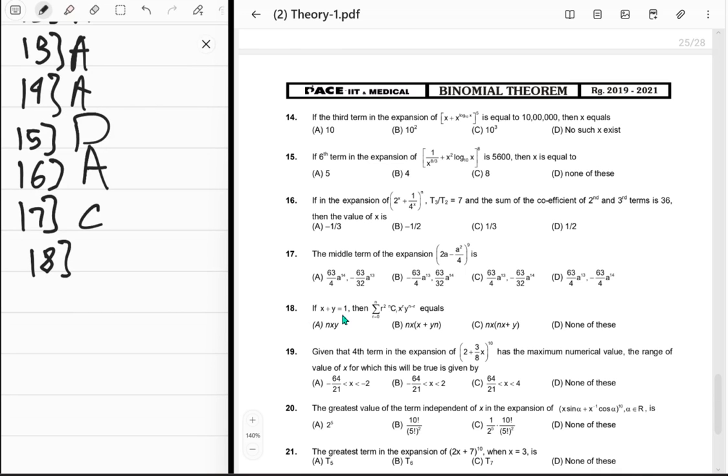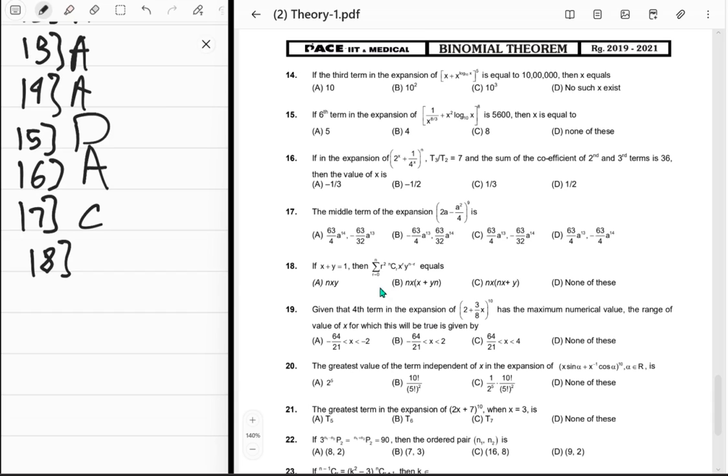18 is, if x plus y is equal to 1, then this sum, summation from r is equal to 0 to n of r squared nCr x power r y power n minus r. There's an r squared over there. That's complicated. Well, that's okay.